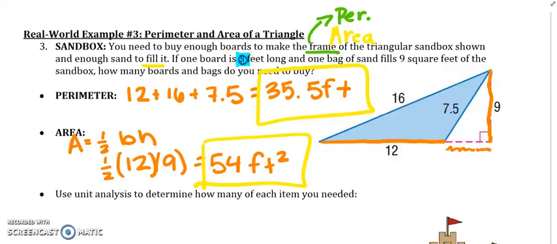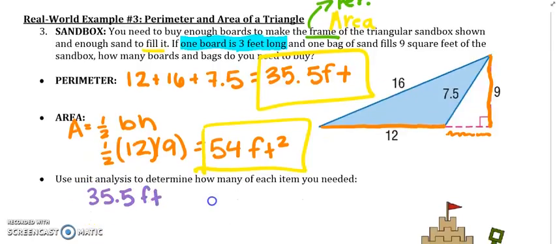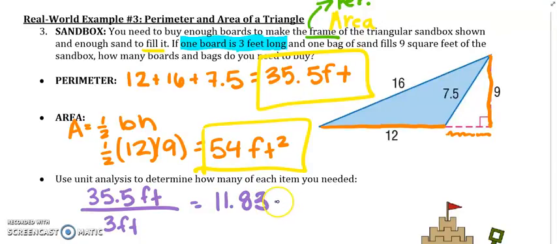Well, if we have 3 feet long boards, we want to know how many boards it is. If we have 35.5 feet in boards, and each board is 3 feet long, we divide by 3 to see how many we need. Now, dividing you get 11.83, but it's going to be hard to go to the store and get 11.83 boards. So that's not the answer we would give. We would actually say, hey, we need 12 boards.